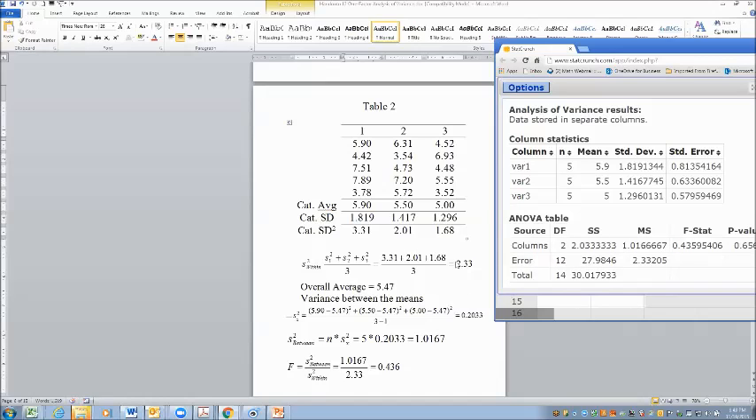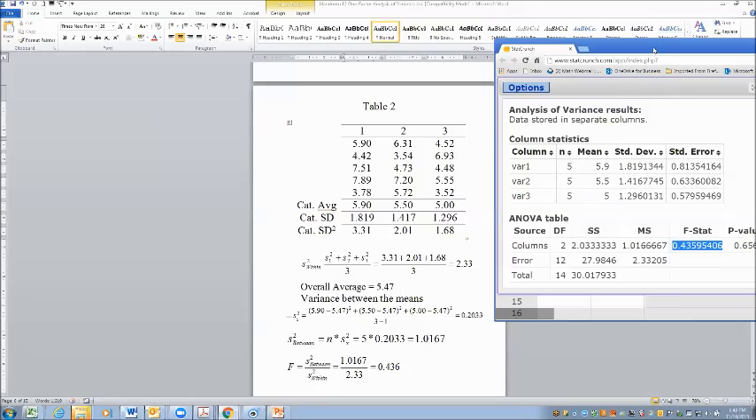And then I have the within variance, that is my mean square error. It's the variability within each column. So this is my within variance. This is my between variance. I can take the between variance divided by the within variance, and I come up with this F statistic.